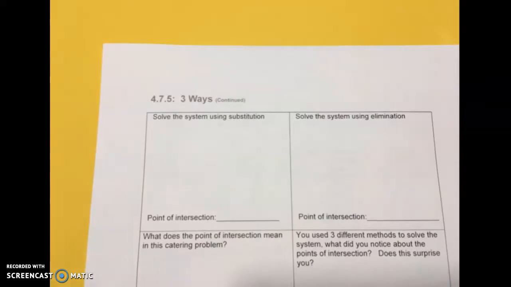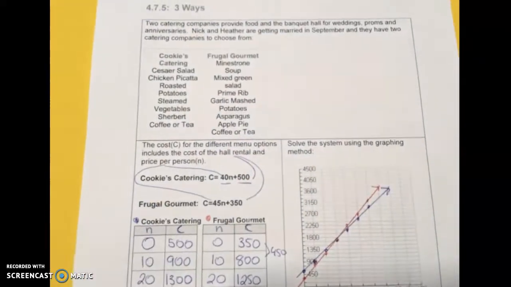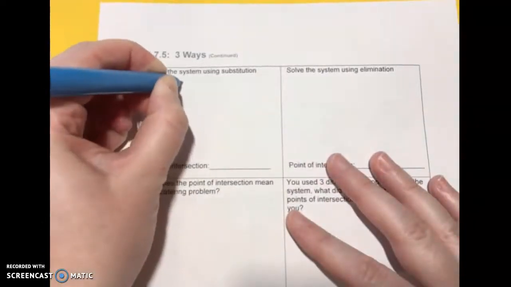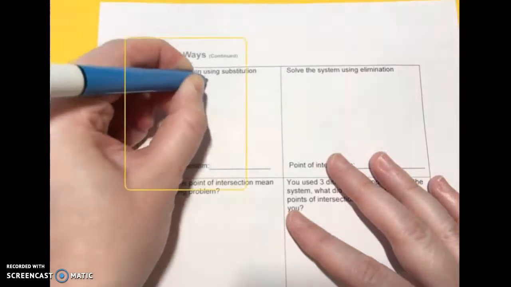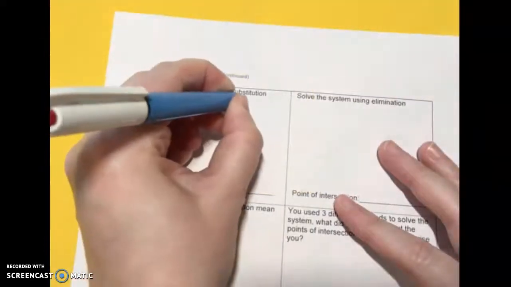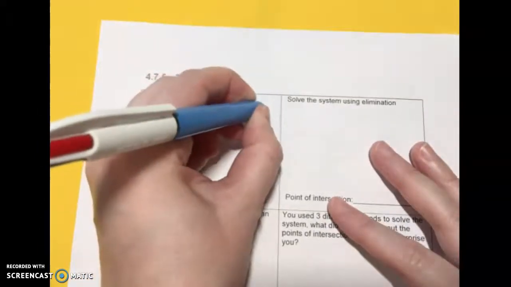So now if we go into the back, we're going to solve these systems by the other two methods. So let's first get our equations again. So C equals 40n plus 500. And the other one was C equals 45n plus 350.